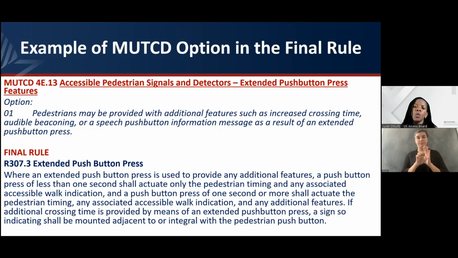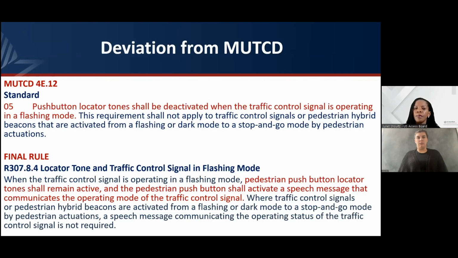Now for an example of MUTCD option language in the final rule. MUTCD 4E.13, accessible pedestrian signals and detectors, extended push button press, option, line 1. Pedestrians may be provided with additional features such as increased crossing time, audible beaconing, or a speech push button information message as a result of an extended push button press. That is now a provision at R307.3, extended push button press.